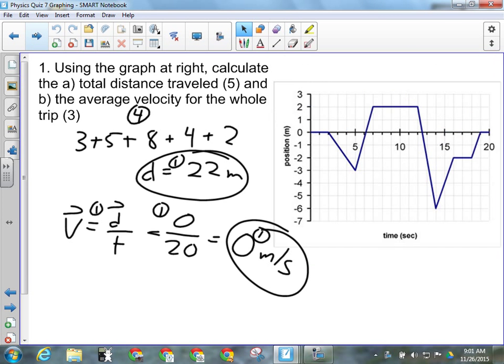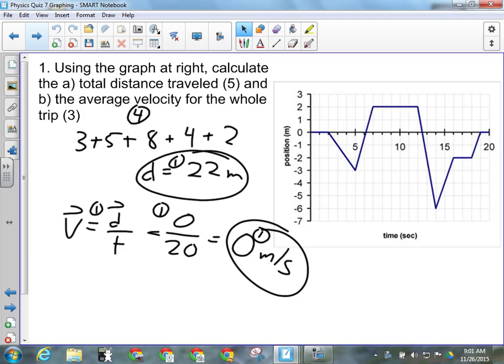Okay, so for question number 1, we've got to calculate, first off, the total distance traveled, and remembering that this is a position versus time graph and not a velocity versus time graph. So it doesn't go very far in this first section because the line is flat, which means it's not moving, right? It's staying at position 0.